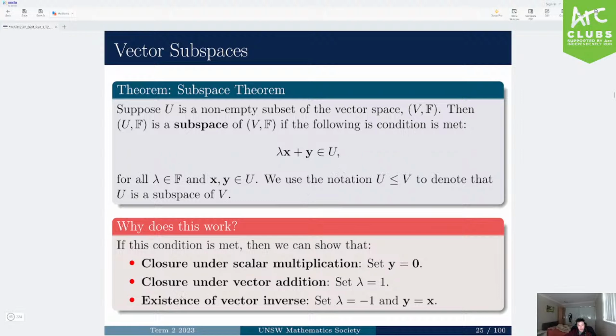And lastly is the existence of inverse. Notice if we set lambda to be minus 1 and set y to equal x, we get minus x plus x, and that's an element inside U. Okay, so that checks the existence of inverse.